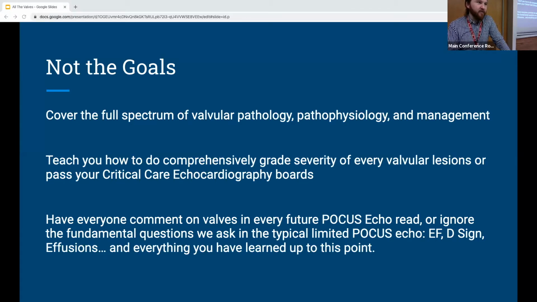And I don't want everybody to come out of this lecture deciding that they're now going to ignore all the things that we've learned up until this point, like EF, D-sign, and effusions, and start commenting on every little valvular pathology. Remember, your bedside echoes are limited. Focus on the things you know. This is just to add a little bit of additional information so that, as Dr. Kilpatrick just mentioned, you know when things are abnormal. This can now help you to determine what might be abnormal, but I don't want everybody to focus on these concepts instead of what we already know.